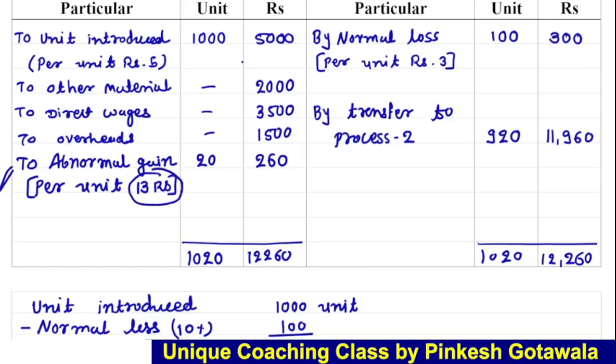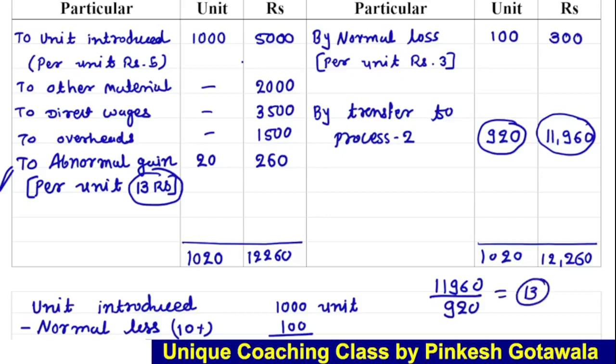The closing balance which is transferred to the next process, here in the next process we have transferred 920 units at the total amount of 11,960. Just find out its per unit price. So its per unit must be 13. You have to check this in every sum. So you will get the answer 13. It must be the same. If not, it means you made a mistake, right? So remember, check in every sum.